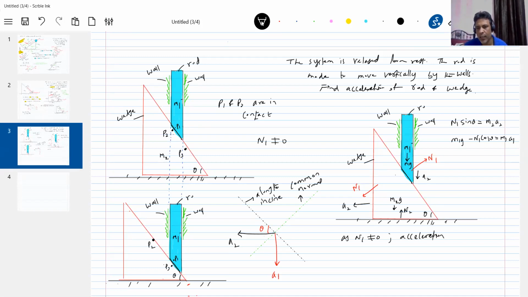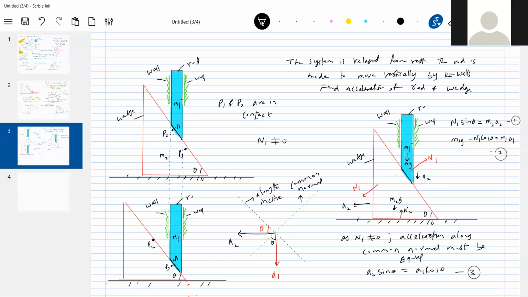Acceleration along the common normal must be equal. Okay, what should I equate now? A2 sin theta should be equal to, if this is theta, this should be theta, no? Should be equal to A1 cos theta. Now three equations, three unknowns; solving them we will get the required answer. This is equation 1, 2, and this is 3.